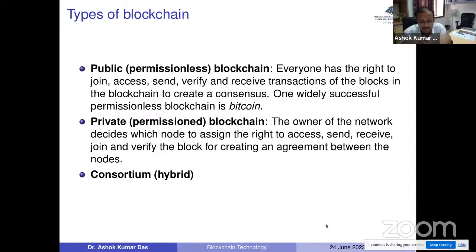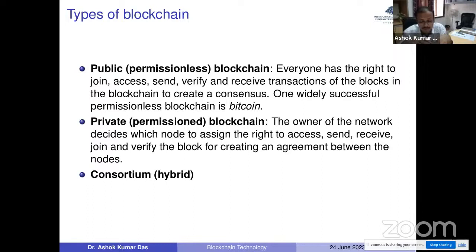Based on that, blockchain applications are basically categorized into three types. The first is known as the permissionless or public blockchain. In this case, everyone in the network owns the right to join, send, access, verify, or even receive the transactions of the blocks in order to create a consensus or agreement in the blockchain.